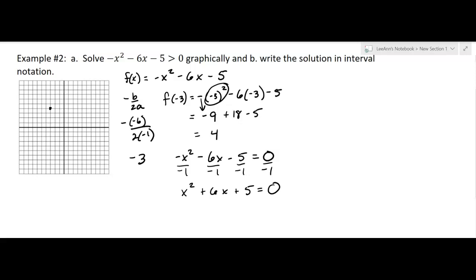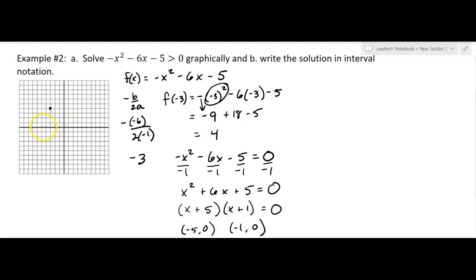Okay, so when we divided by the negative 1, that made things a little bit nicer for us. So it's going to factor into x plus 5 and x plus 1. And so our x-intercepts are going to be at negative 5, 0. That's one of them. And negative 1, 0. Now you can check that. Well, we'll graph it first.